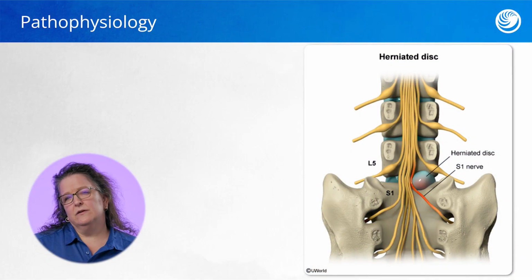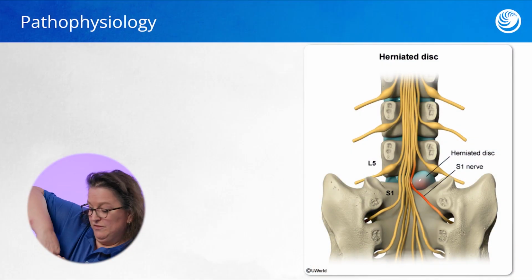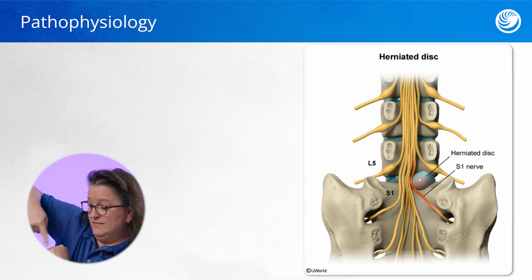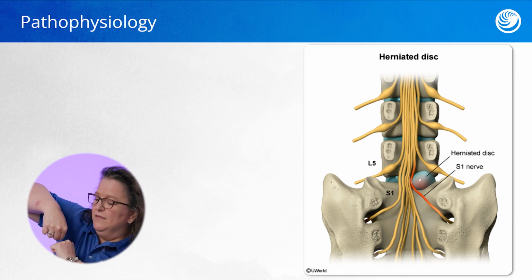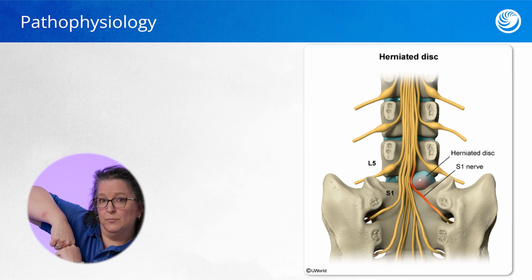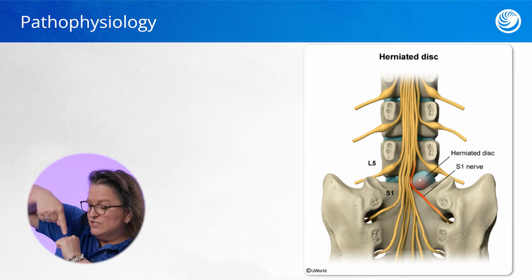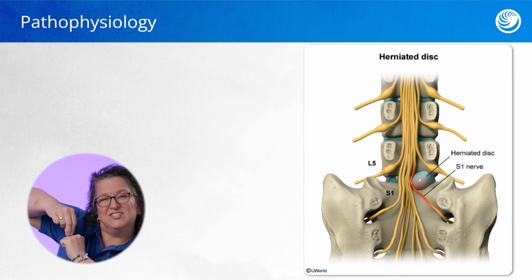Now let's talk a little bit about anatomy. Between the vertebrae, you have the discs. That's that blue part in the illustration. The discs cushion the vertebrae. It has a cartilaginous ring around the outside and then a soft jelly middle part.